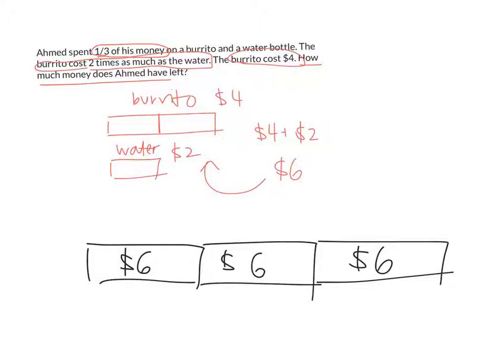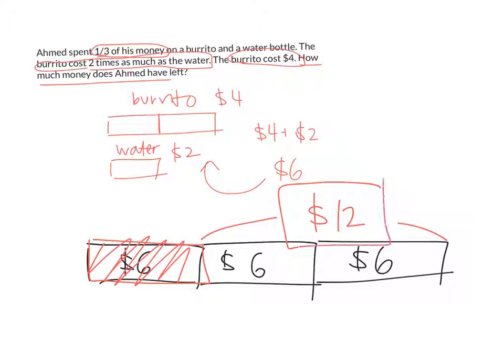Now the question's asking how much money does he have left? So if this is all the money he had started out with, and we know he spent this much on his burrito and his water bottle, he doesn't have that anymore. So over here, this is what he has left. So with this drawing, we can see that he has $12 left.